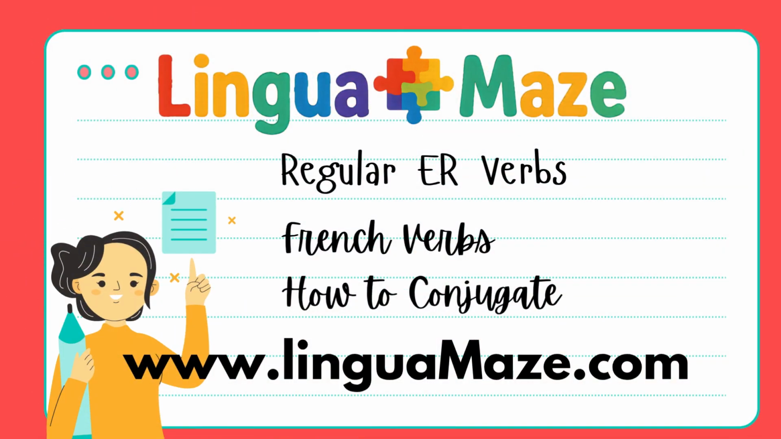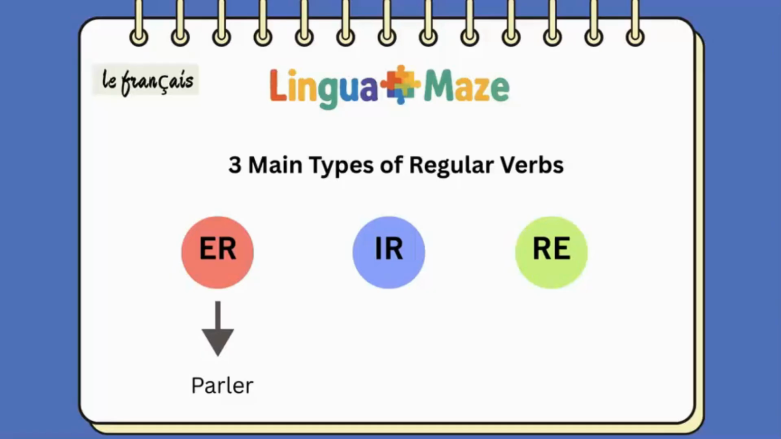Regular ER verbs. How to conjugate in French. In this tutorial, we are going to take a look at how to conjugate regular ER verbs in French. So, in French, there are three main types of regular verbs. There are verbs that end with ER, verbs that end with IR, and verbs that end with RE. Here, we are going to take a look at how to conjugate regular ER verbs.